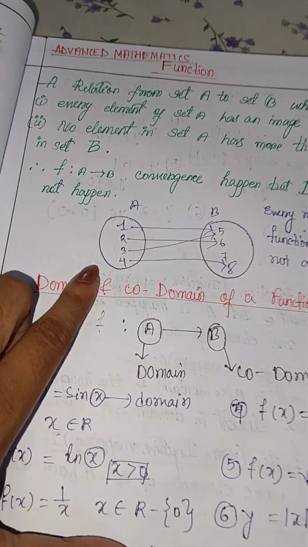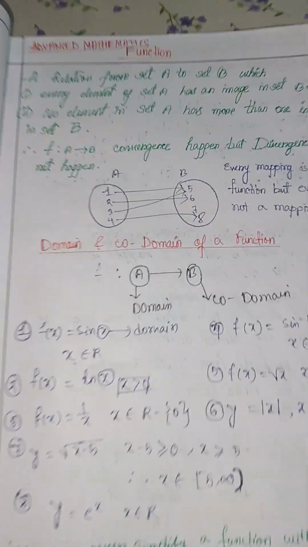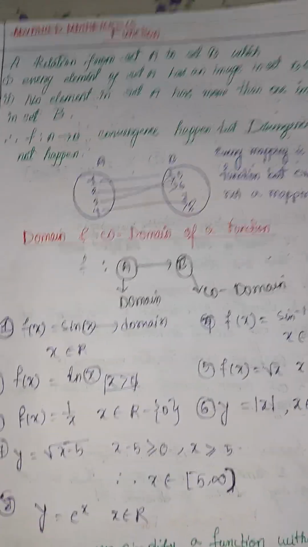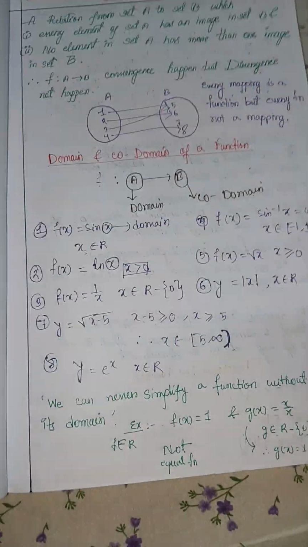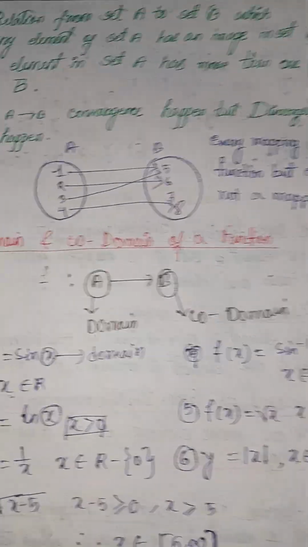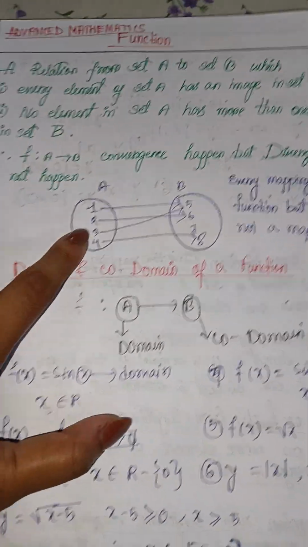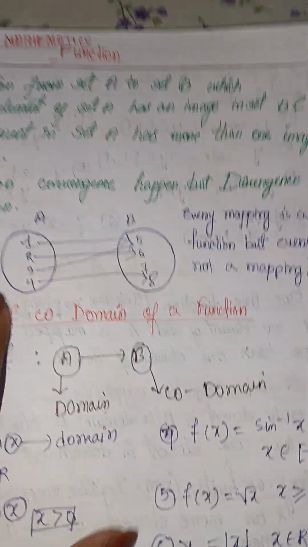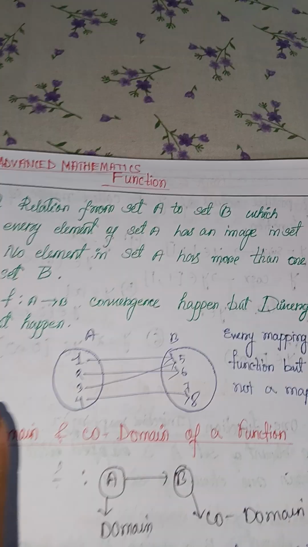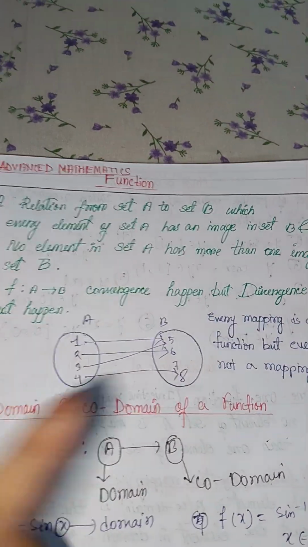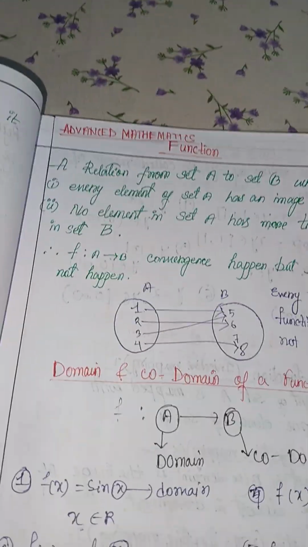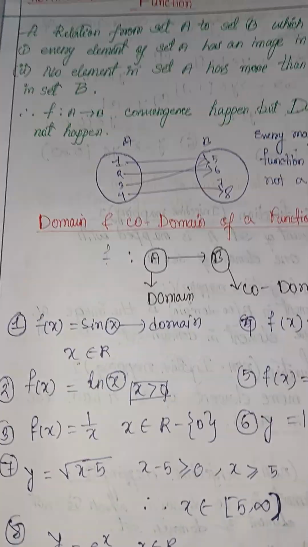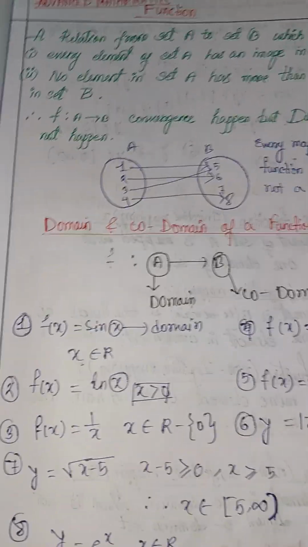Like in this example, you have to know first what a relation is. I covered the relation topic on my YouTube channel, so if you haven't seen that video, definitely see it. Firstly, suppose this is set A and this is set B. There is a connection, and the connection between set A and set B is called a relation. A function is a type of relation, but there are two conditions for a relation to be a function.